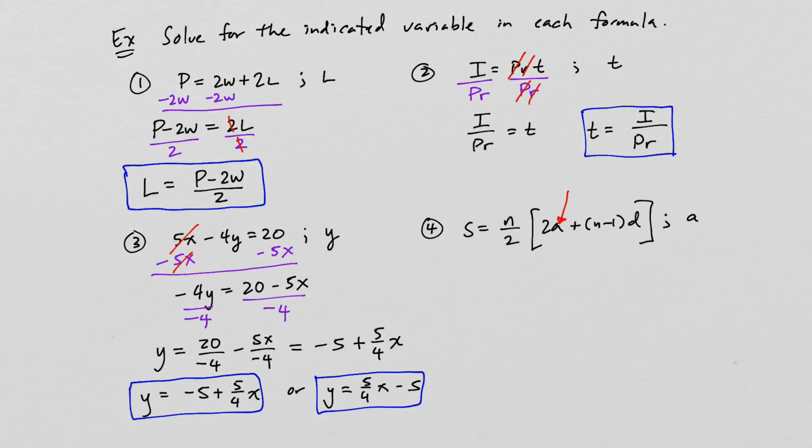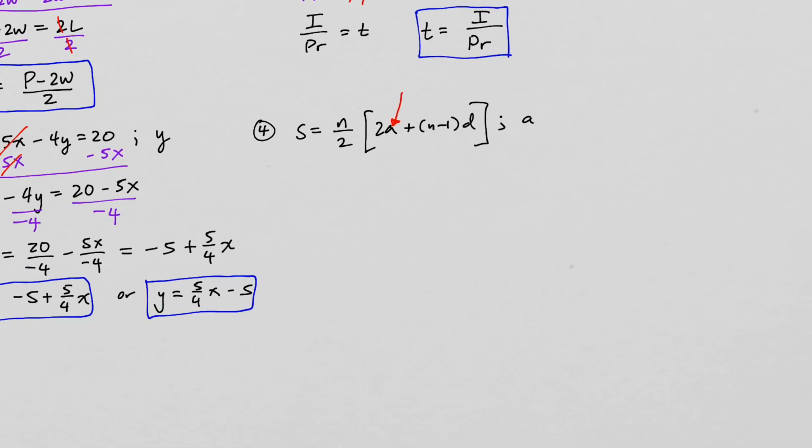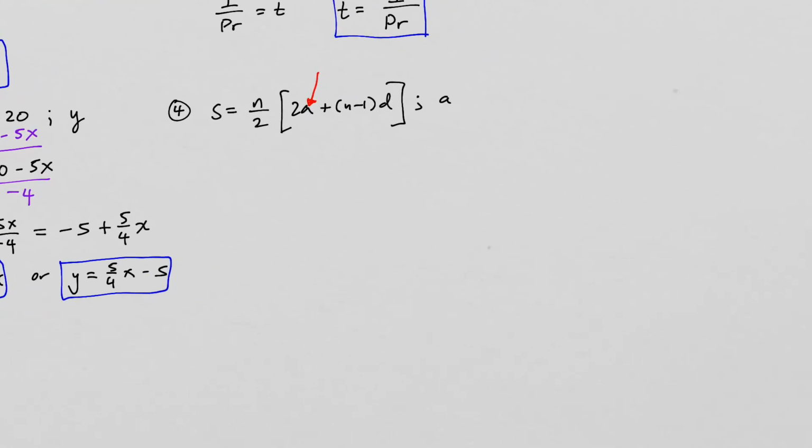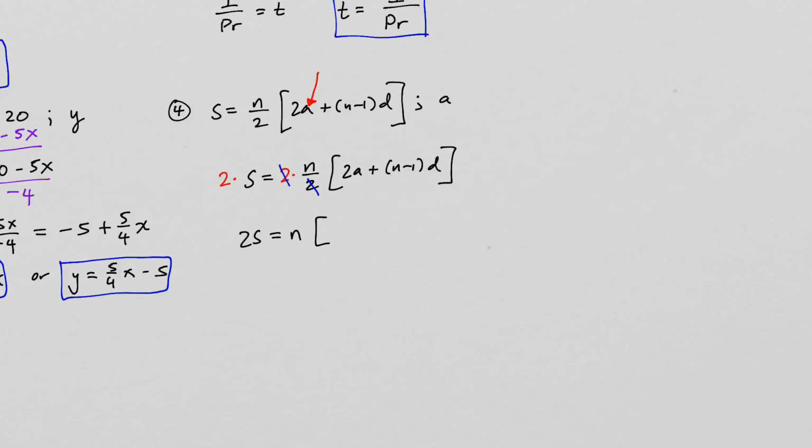So let's give ourselves a little more room. And let's go through this very slowly. So multiplying both sides by 2 basically allows us to cancel the 2's here. And we end up getting on the left-hand side 2s, and on the right-hand side n times the quantity 2a plus n minus 1 times d.